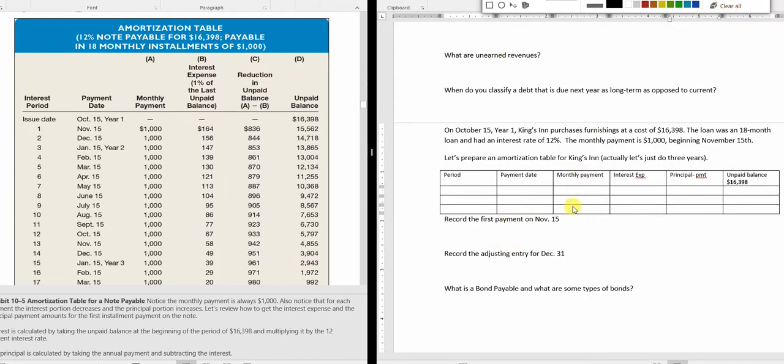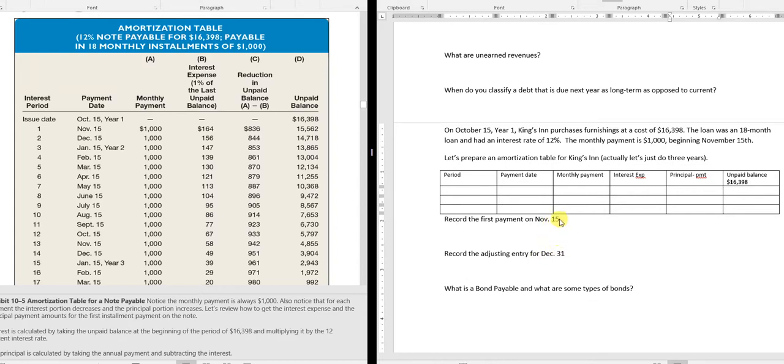Okay, make sure you do that now. Make sure you have this in front of you. We're only going to make a couple of journal entries. Basically, I'm paying every month. We're going to record the first payment on November 15th, then make the adjusting entry on December 31st.